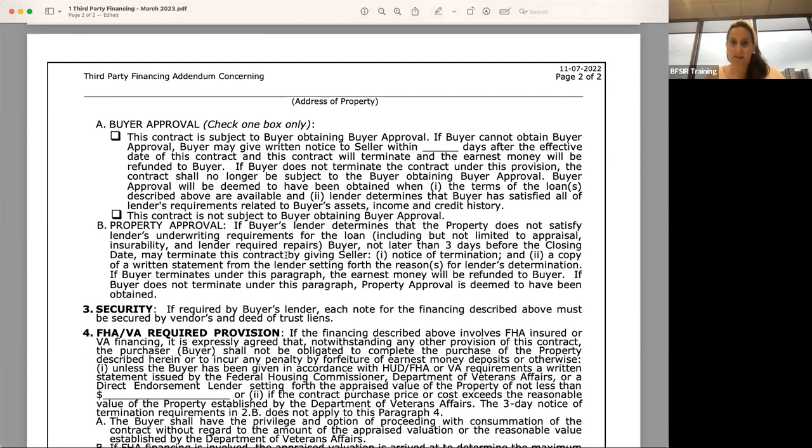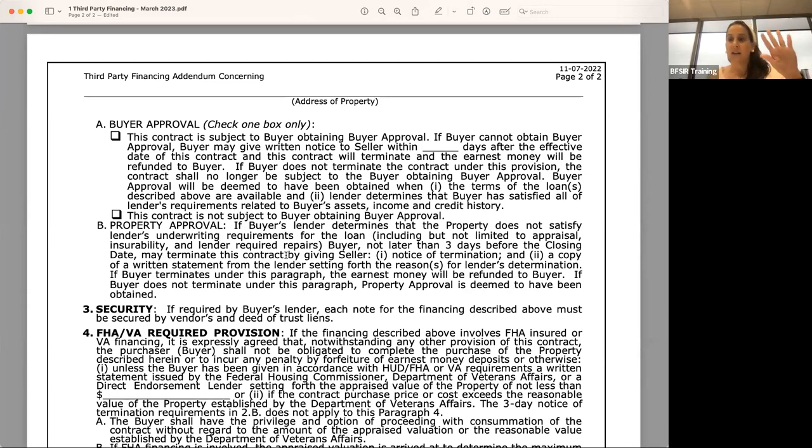2B is the property contingency. And this says, if the buyer's lender determines that the property doesn't satisfy their underwriting requirements, which could mean appraised value, insurability, or repairs, then the buyer has until no later than 3 days before closing to terminate. The way they do that is they give the notice of termination, and the lender has to say what was wrong with the property that made it not qualify for their underwriting requirements, right?